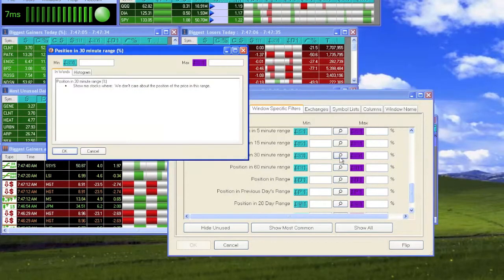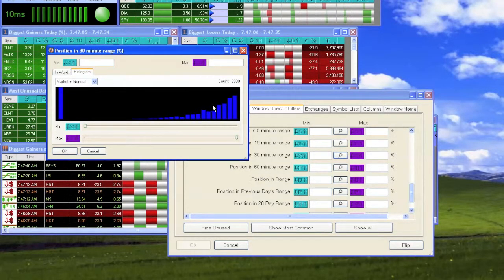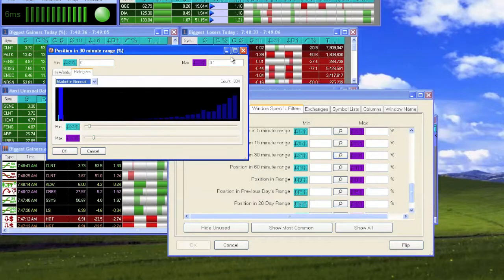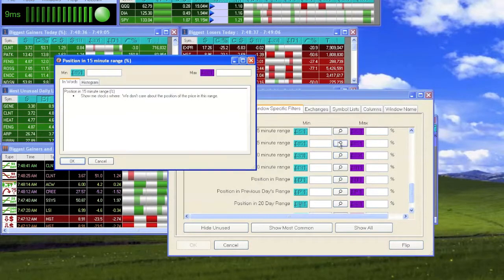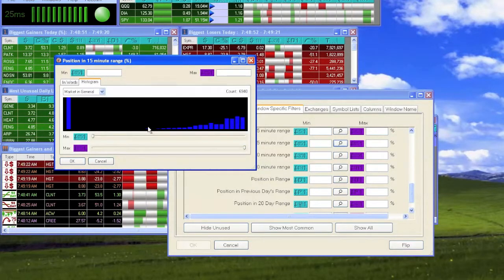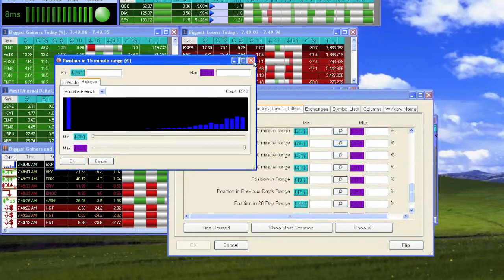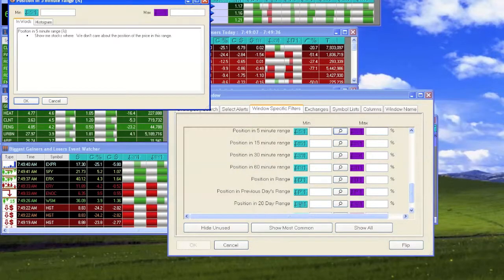And the 30-minute range is similar, but spread out a little more. And again, this one little bar shows almost 1,000 stocks at about the bottom 10% of their range. It's stuff that just doesn't move a lot. Let's look at the 15-minute position and range. Again, same general trend, but now more that haven't moved. And there are stocks that move every 30 minutes compared to every 15 minutes.